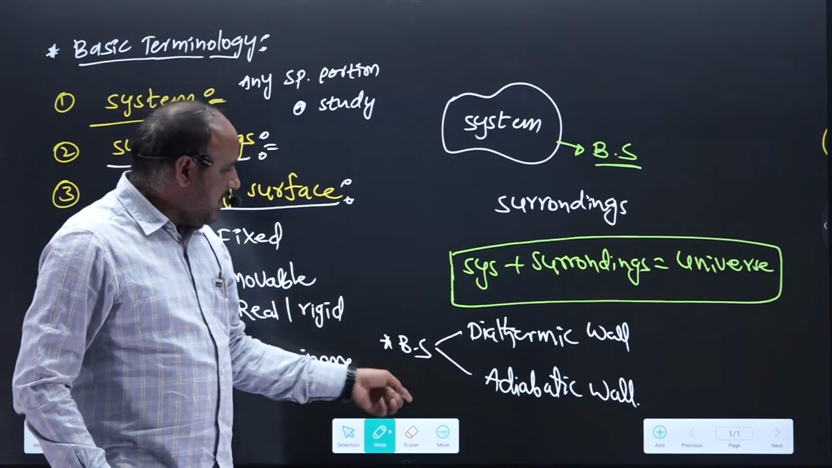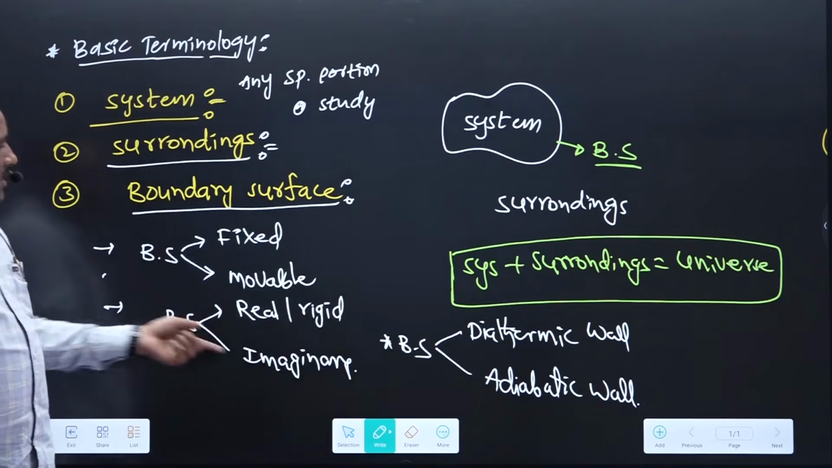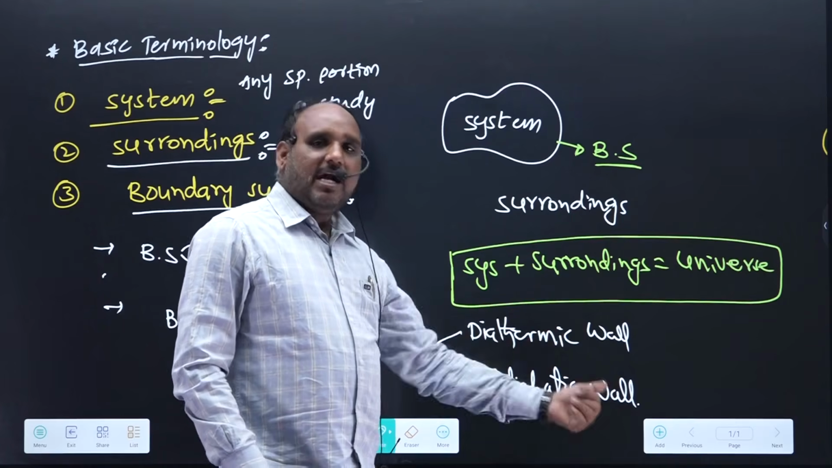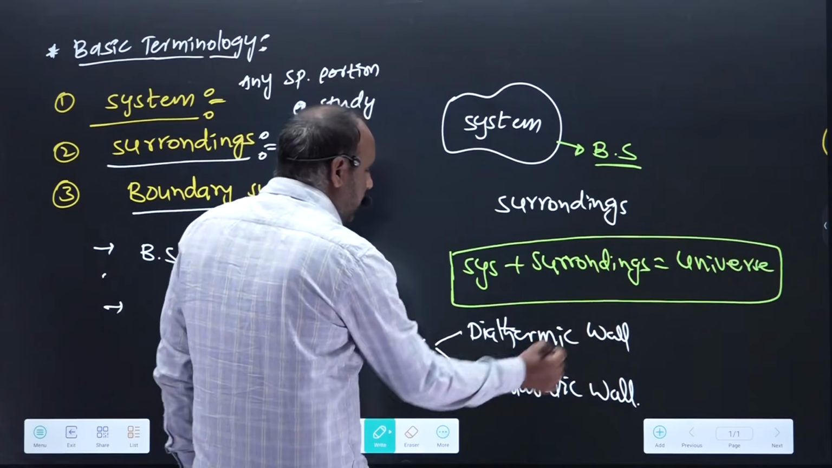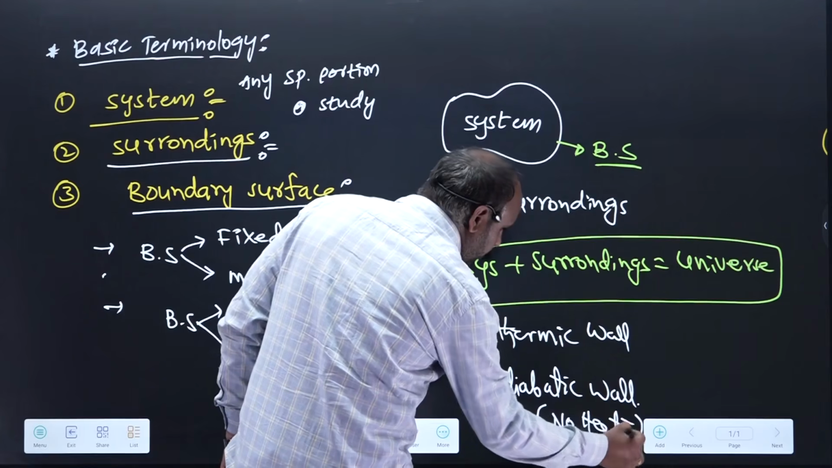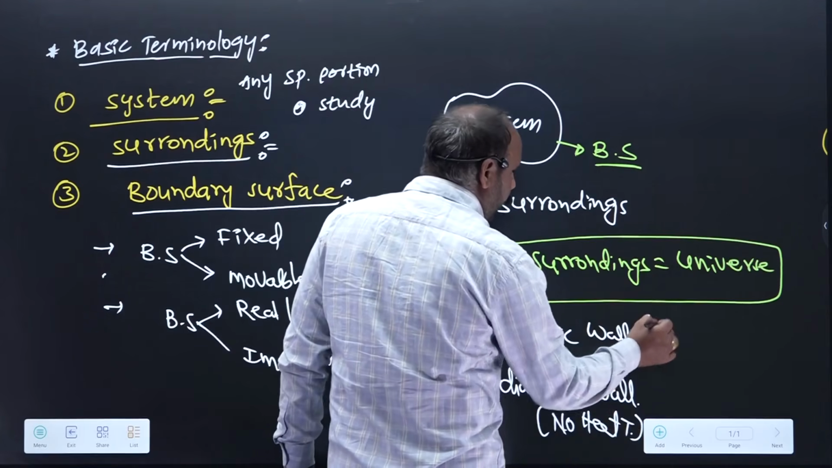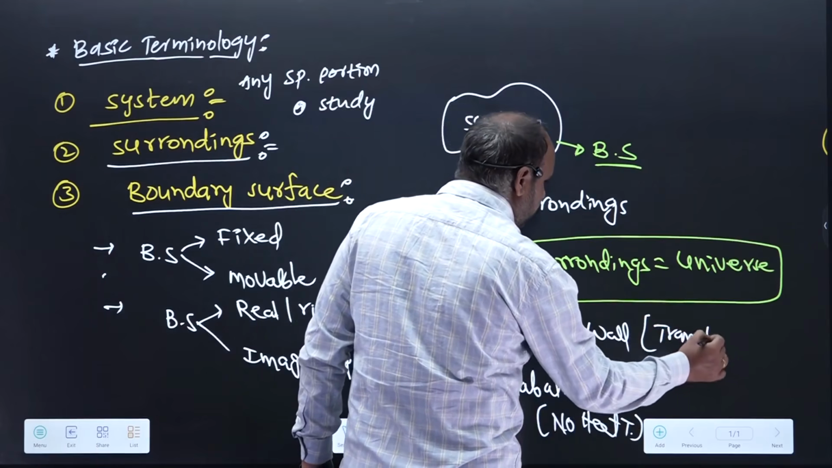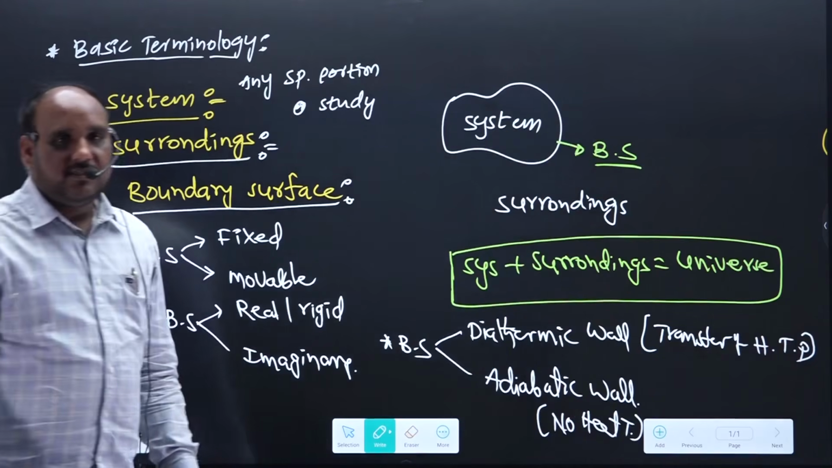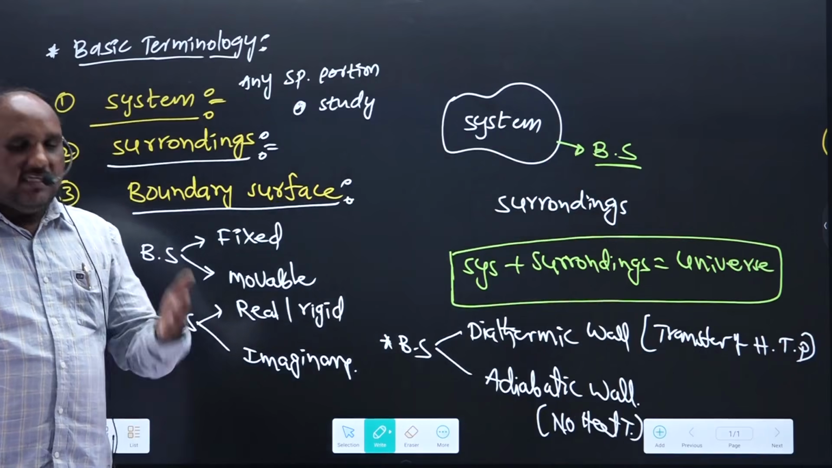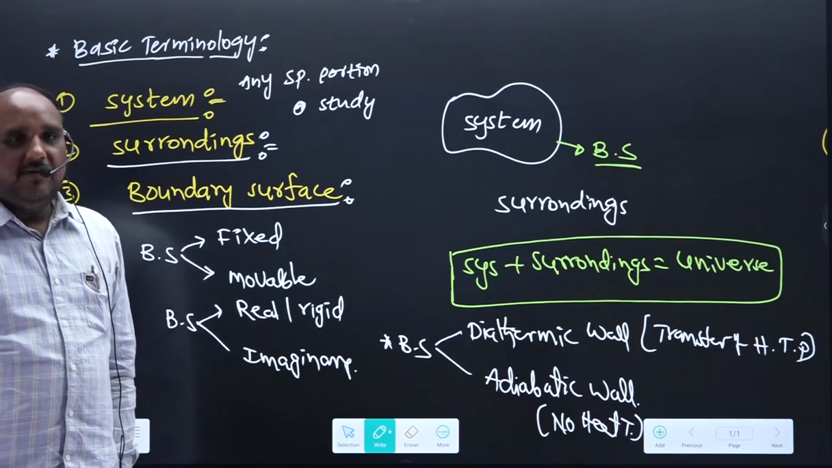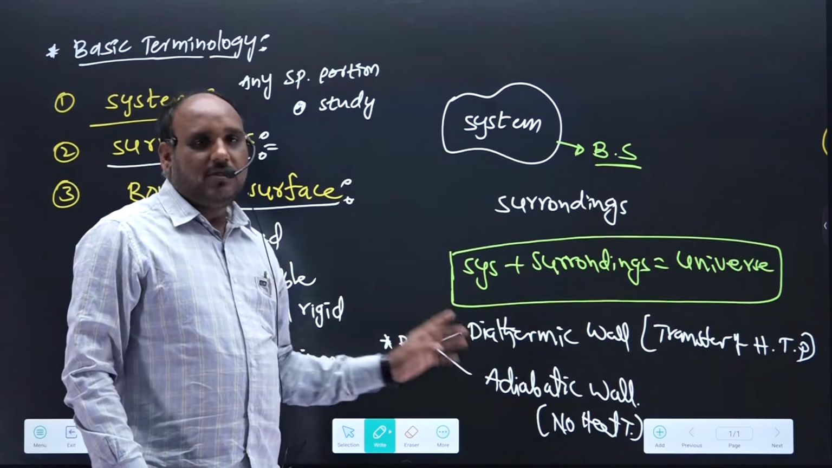Based on that, how many types of boundary surfaces will be there? Three kinds of boundary surfaces. Here we have to remember the diathermic wall and adiabatic wall. In an adiabatic wall, no heat transfer. In a diathermic wall, transfer of heat takes place. So consider one boundary surface, whether it allows heat or does not allow heat. Based on that, the boundary surface may be of two types, right?